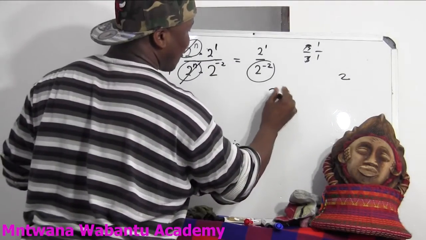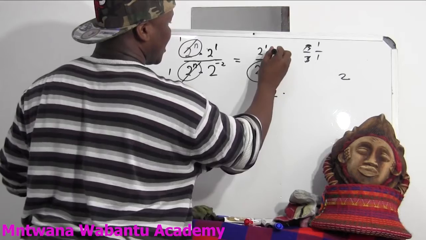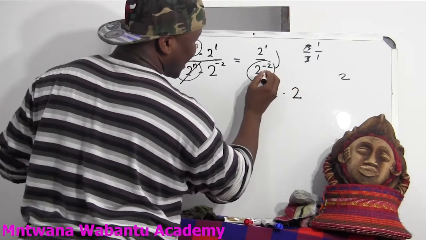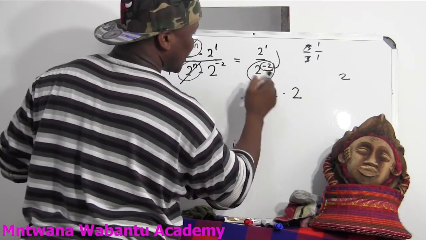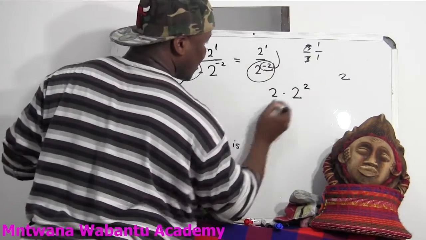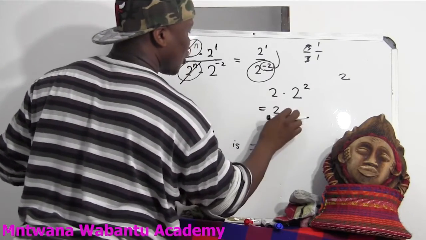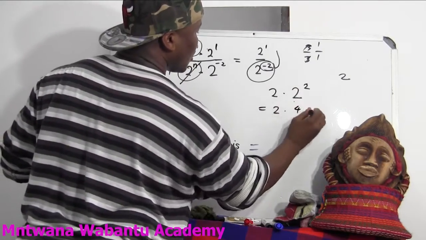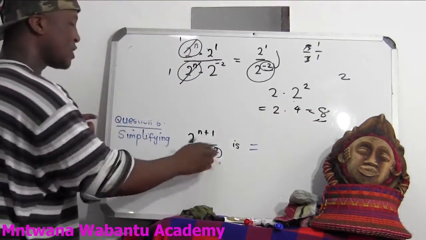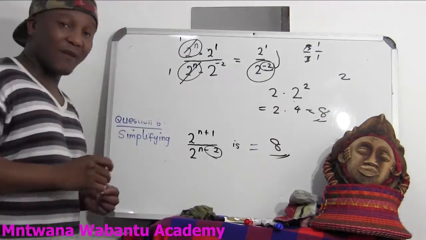So now I'm going to take this to the top. It's going to become 2, but the only thing I change is the sign. Instead of negative 2, it becomes positive 2. So now 2 times, the dot means times, 2 power 2 equals 4. 2 times 4 equals 8. So all this stuff equals 8, and that's going to be the final answer.